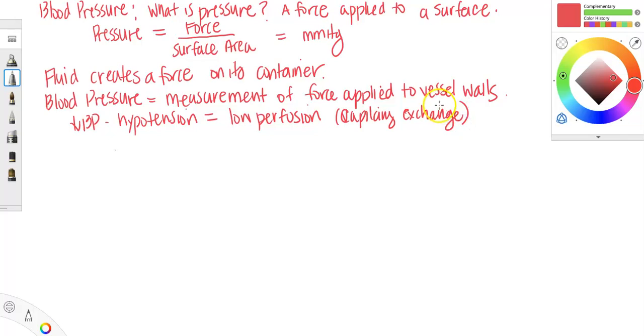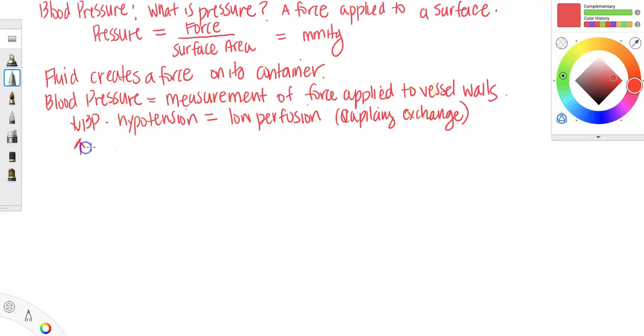So pressure is good. You have to have blood pressure, and without it, you wouldn't be able to push nutrients from your capillaries into the tissue spaces.